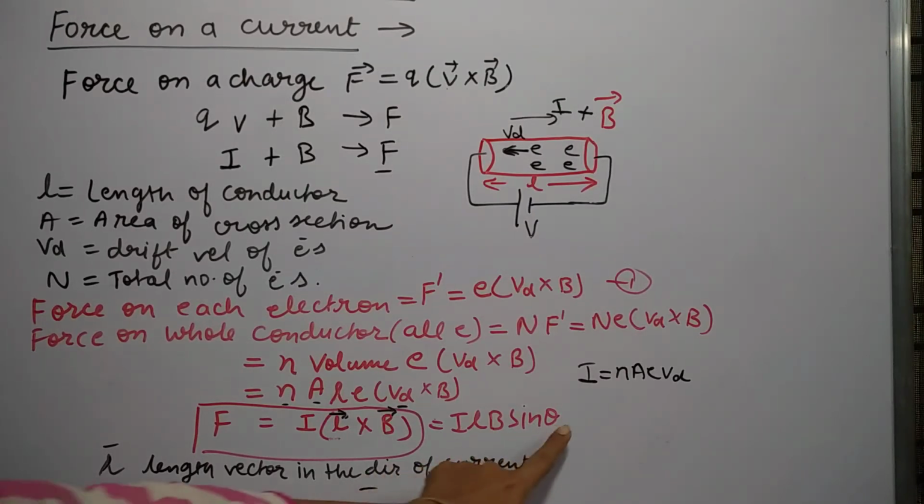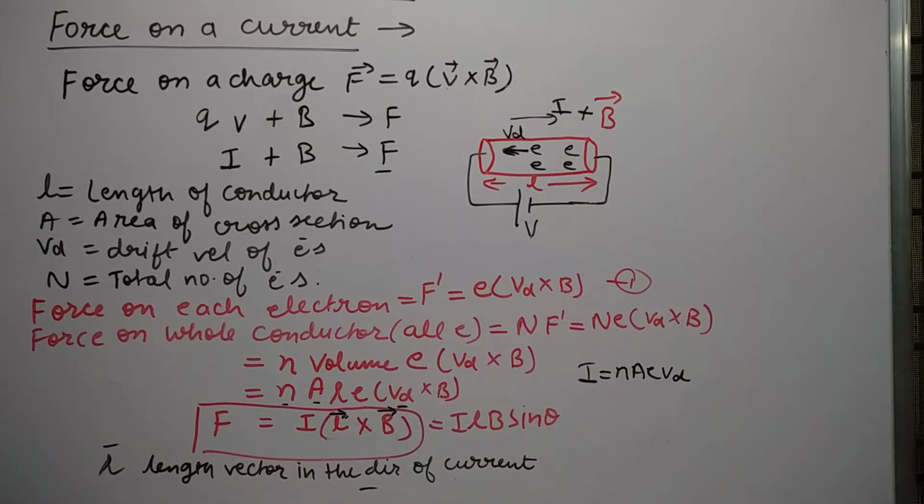When we need this theta, it should be the angle between L and B, but L's direction is decided by the current direction only. So actually this theta is the angle between current and magnetic field direction. We cannot keep the current inside because current is a scalar quantity, so we have kept I outside, but actually its direction has an important role in deciding the force value. So remember, L direction is the direction of current, and this theta angle is the angle between current direction and magnetic field direction.